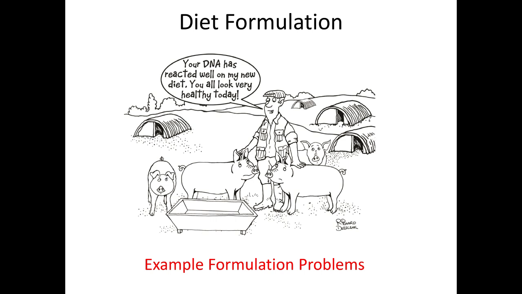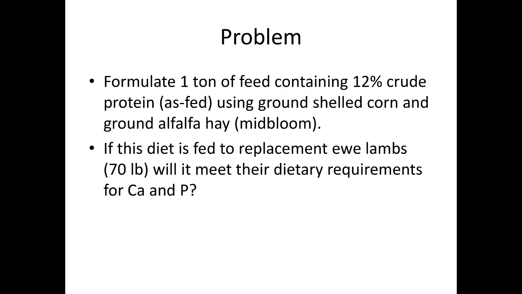Let's do a couple of example formulation problems. Our first problem is to formulate 1 ton of feed containing 12% crude protein on an as-fed basis using ground shelled corn and ground alfalfa hay that was harvested during the mid-bloom stage. If this diet is to be fed to replacement ewe lambs that are roughly 70 pounds in weight, will it meet their dietary requirements for calcium and phosphorus?